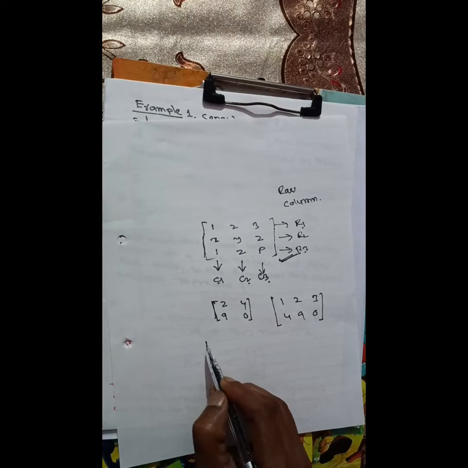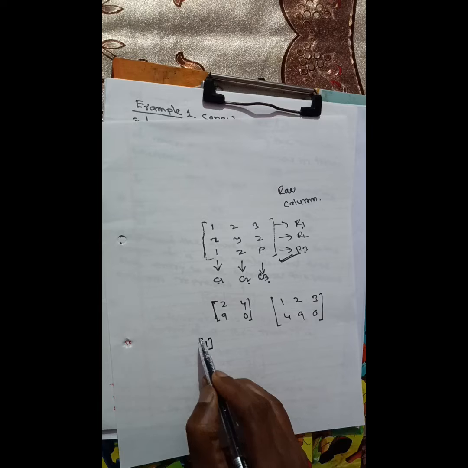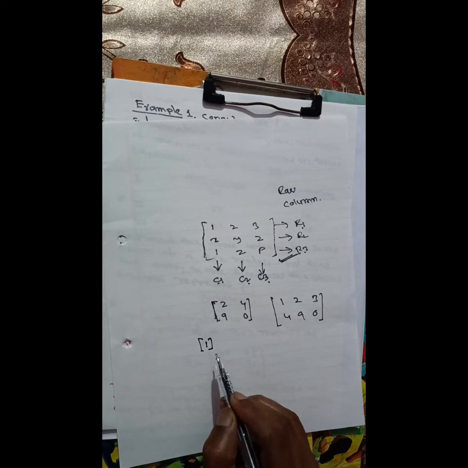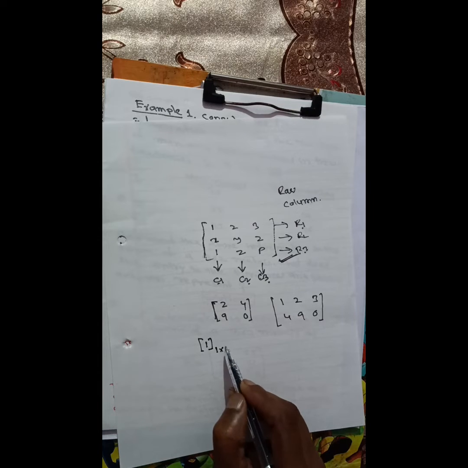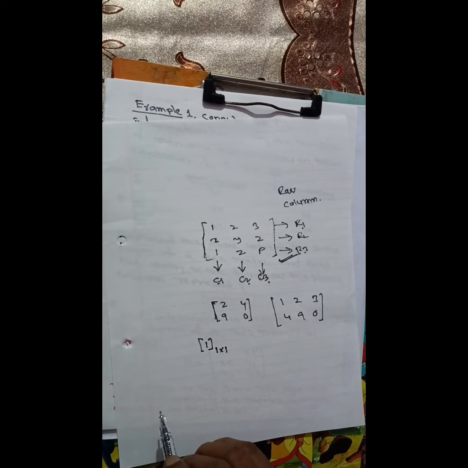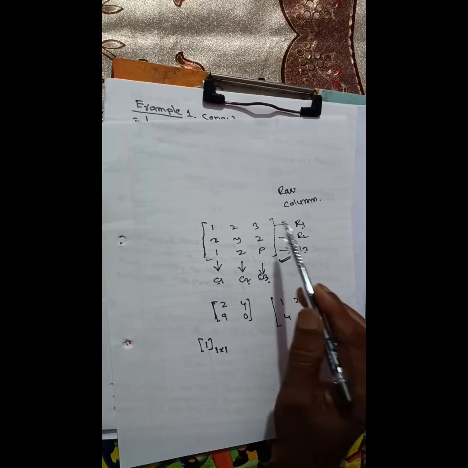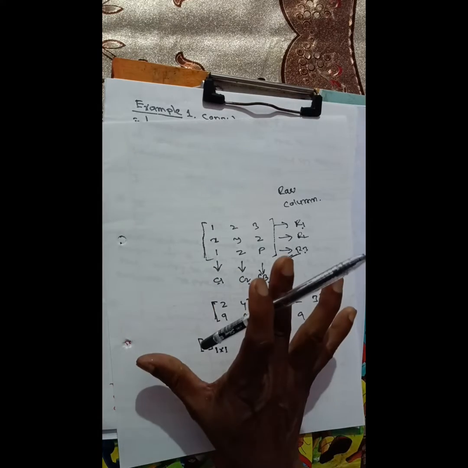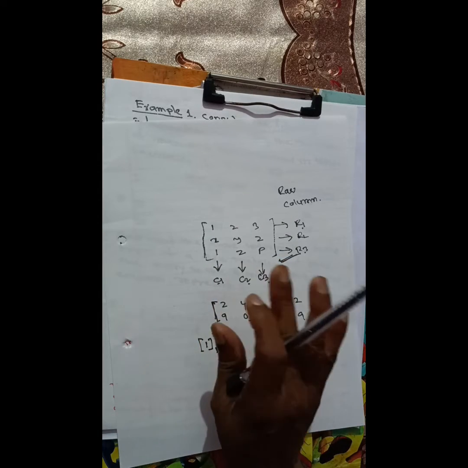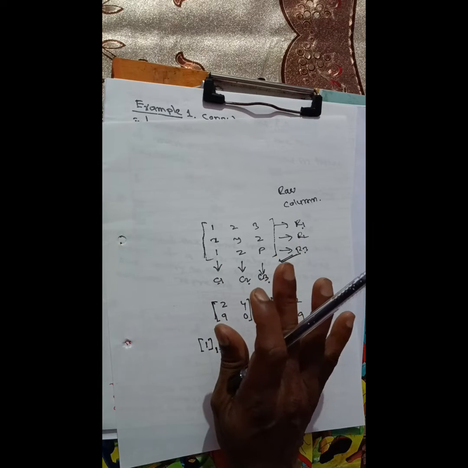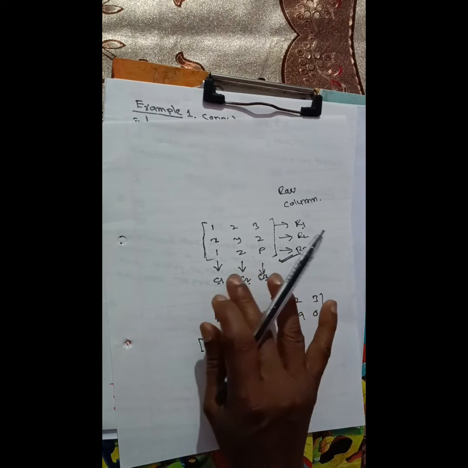A single number is also considered a matrix. This is a square matrix of order 1, or sometimes it is known as a 1 by 1 matrix. This is an example of a matrix. Therefore we can say that a matrix is a rectangular array or ordered pair, known as a rectangular matrix.